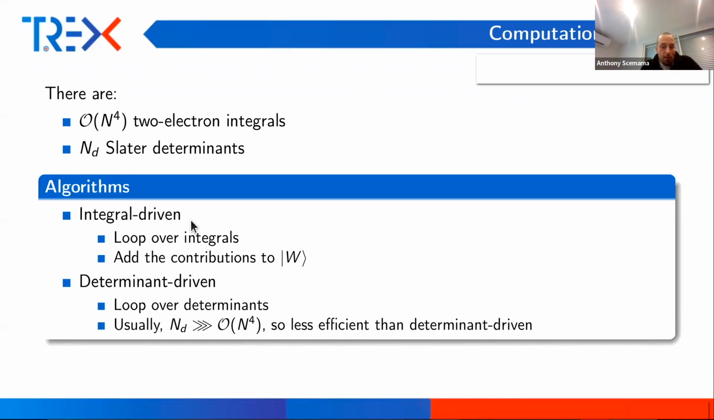But the thing is that when your code is designed to loop over integrals, it also changes the way you think about the methods. And so the methods are also developed in such a way that they can be easily implemented with integral-driven algorithms. This is the case for all the CISD, CISDT, coupled cluster, and also all the CASSCF methods, which are very well adapted to integral-driven algorithms. So determinant-driven algorithms have been known to be much more costly than integral-driven algorithms.